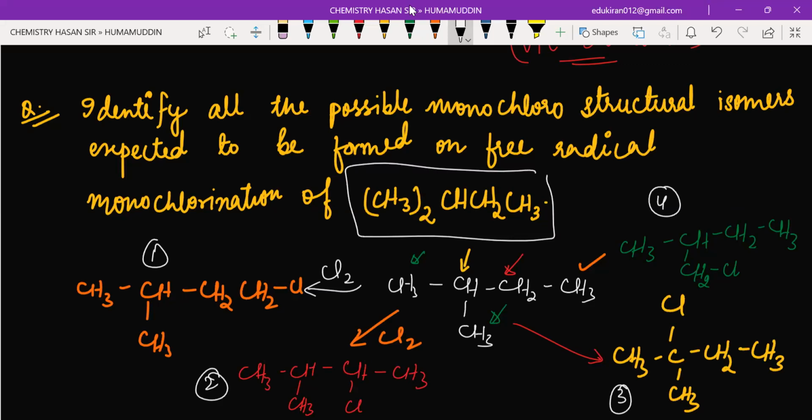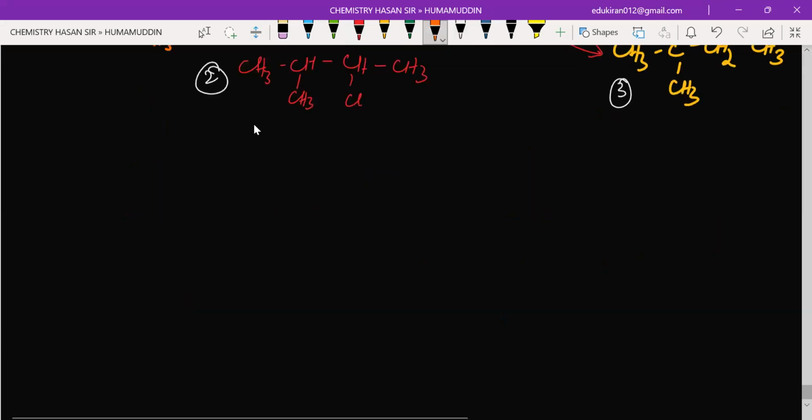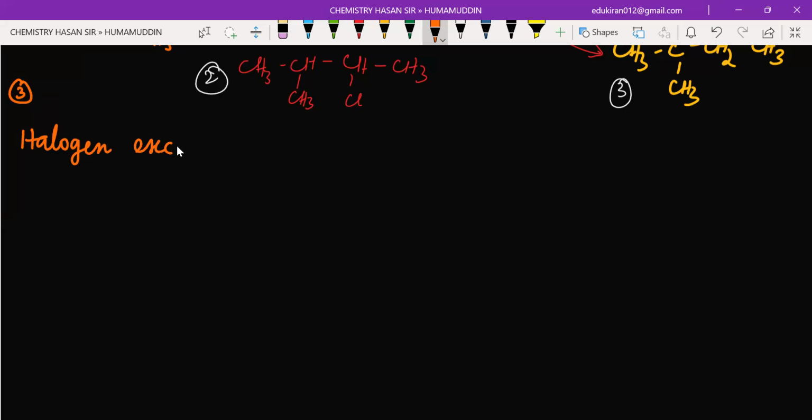Now see, the next method to prepare haloalkane is halogen exchange. This is the third preparation, halogen exchange. And in halogen exchange, there are two named reactions. The first one is the Finkelstein reaction.